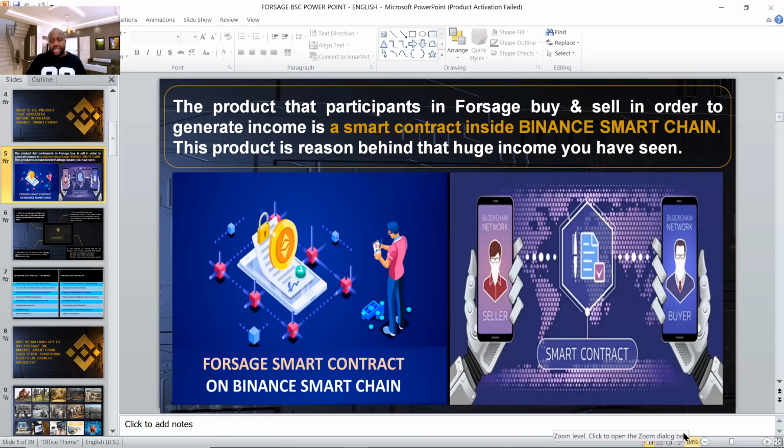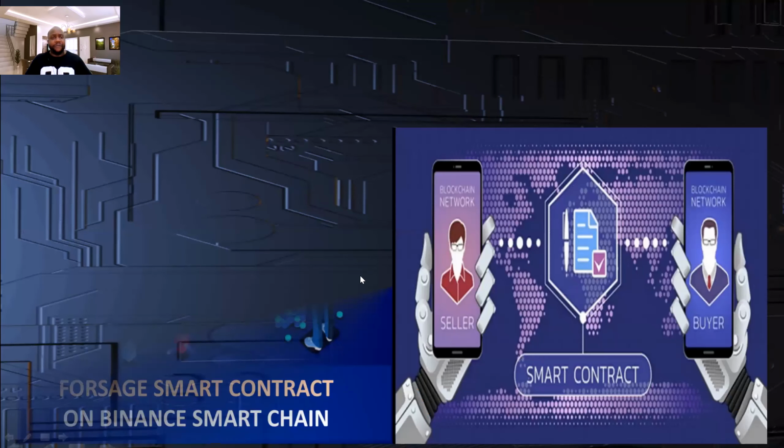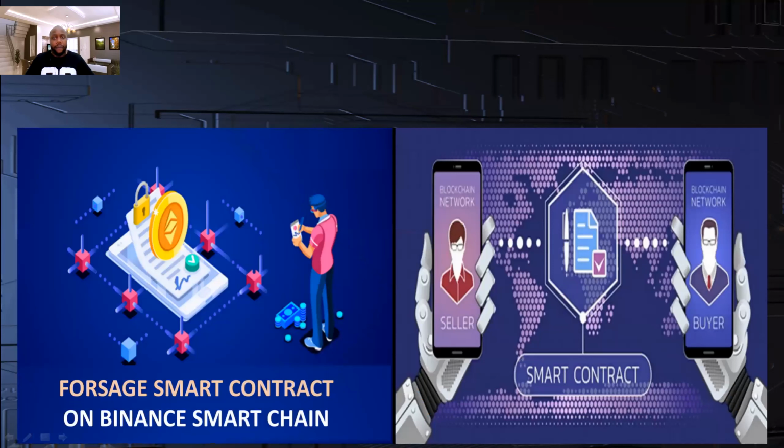So what is the product that people pay for when you join? The product that people have made money from is the smart contract, which is inside the blockchain. As I shared with you, blockchain now is internet version 2. It is the fourth industrial revolution. It is a program that has so many things in it. This program is inside the blockchain, so it does not have an owner.